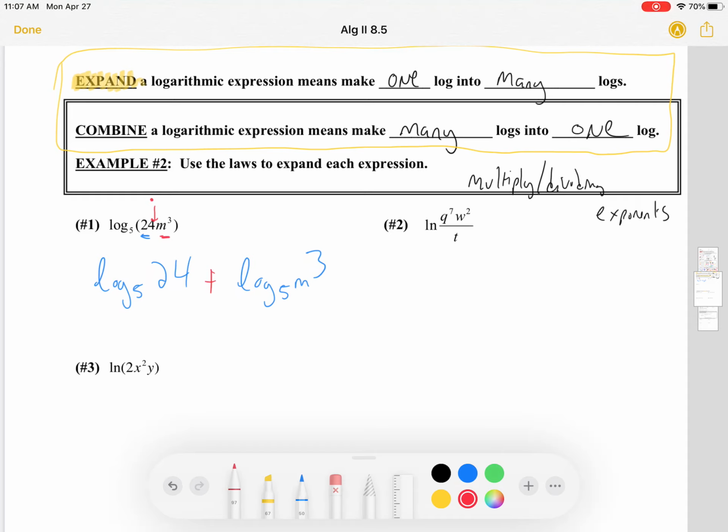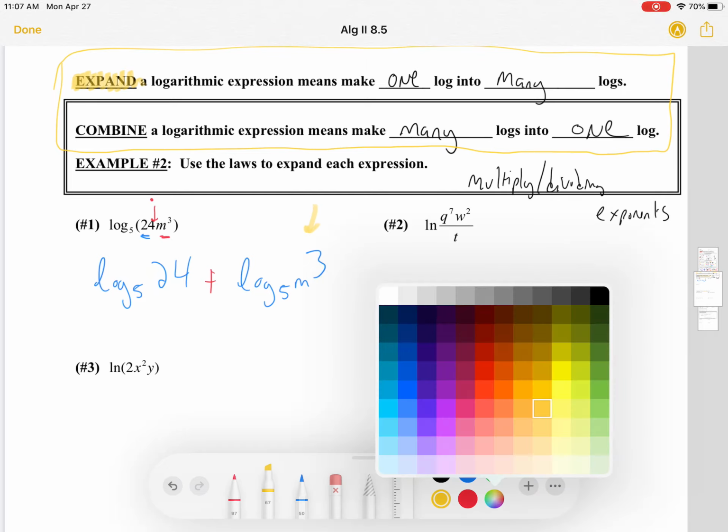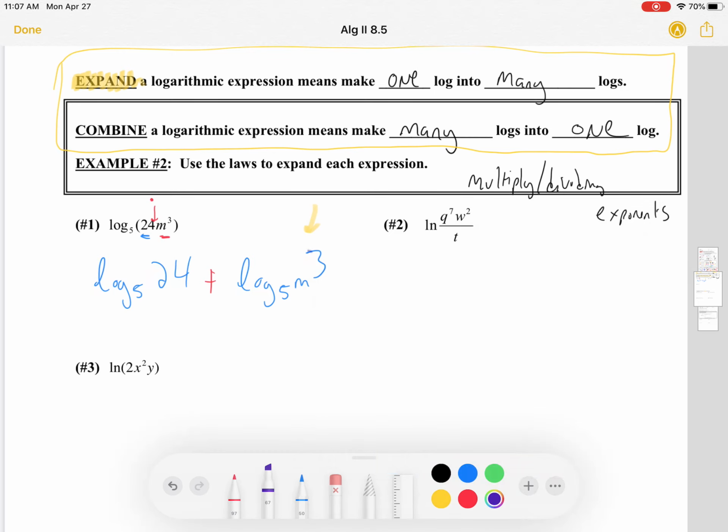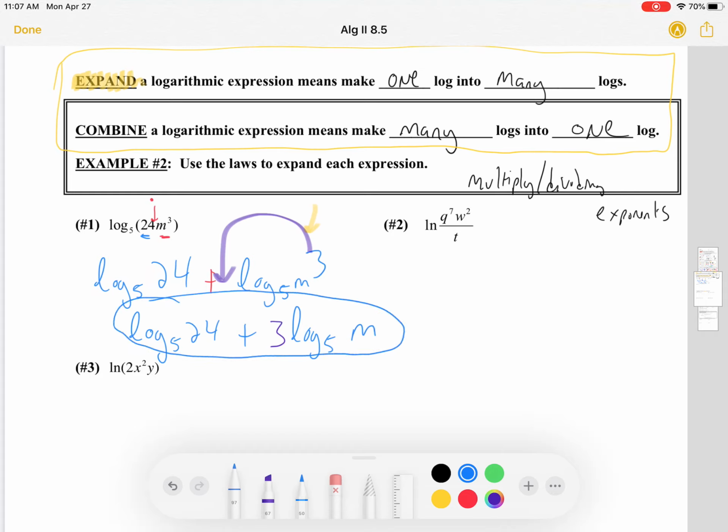But now I also have an exponent here. So I got to move that exponent. I can't have an exponent up inside my log. So what I'm going to do, apply my power property from yesterday. I move this guy out front and turn this into log base 5 of 24 plus, again, the 3 comes out front, plus 3 times log base 5 of m. That is your final answer for number 1.